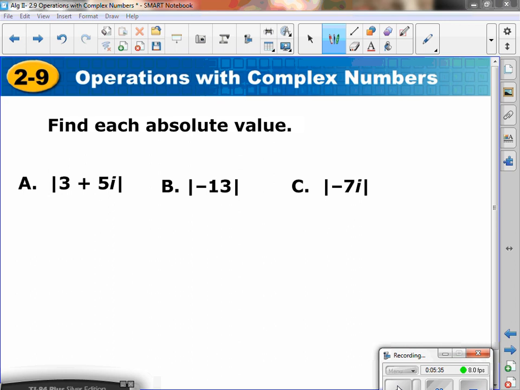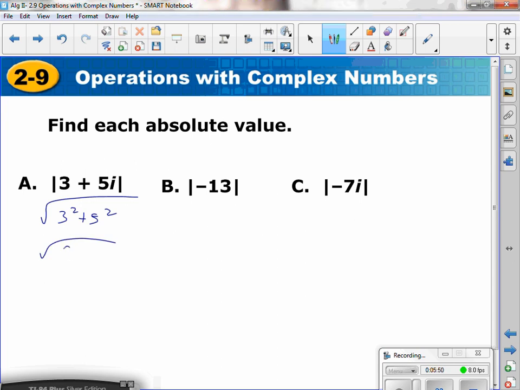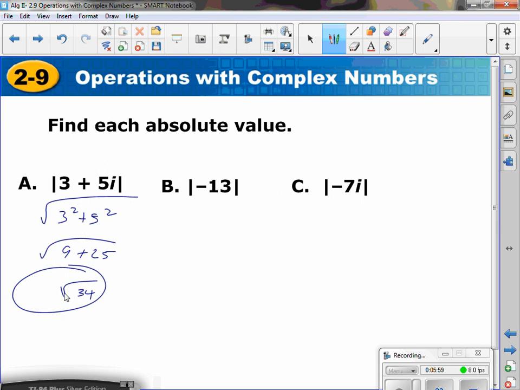Finding the absolute value of 3 plus 5i. How do I set it up? Square root of 3 squared plus 5 squared. 3 squared, 5 squared, put them together, you get square root of 34. The only mistake I saw coming around, a few of you lost the square root. You need square root of 34. You don't need to actually type this in. Just leave it as square root of 34.